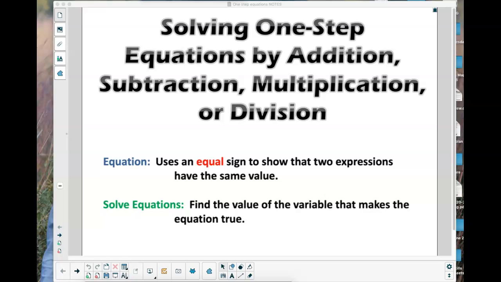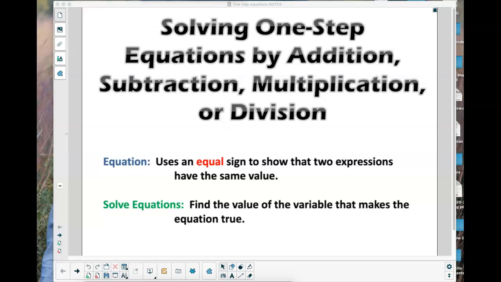In order to get to the complicated equations, you've got to know how to show your work on the simple ones. Okay? So, we're going to solve just one-step equations today. So it should be pretty quick and simple.